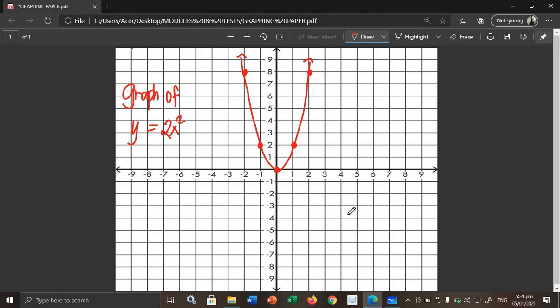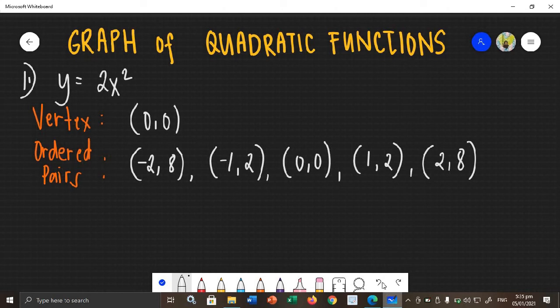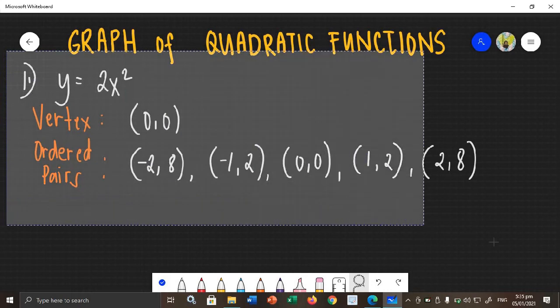So yeah, that is the graph of the first form of quadratic function. How about the second form of quadratic function, which is in this form?